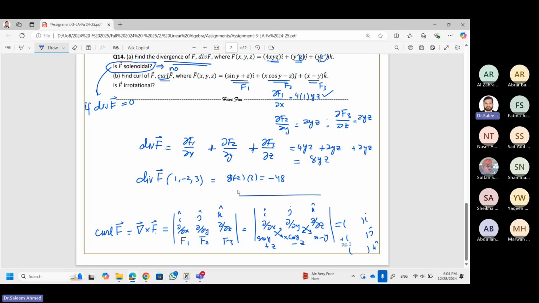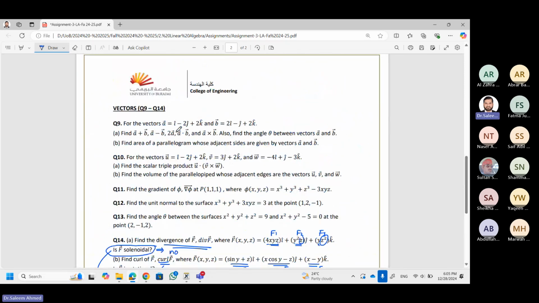In curl, there is ijk. And if curl is 0, then f is irrotational. F is irrotational if curl is 0. So if you find the curl and it comes out to be 0, you will say that yes, f is irrotational. And if curl is not 0, it is not irrotational. Whenever you have a flow of anything and it is rotating, then curl gives you the rotation of the flow. And if some flow is just straight, there is no rotation in it, curl of that flow will be 0.